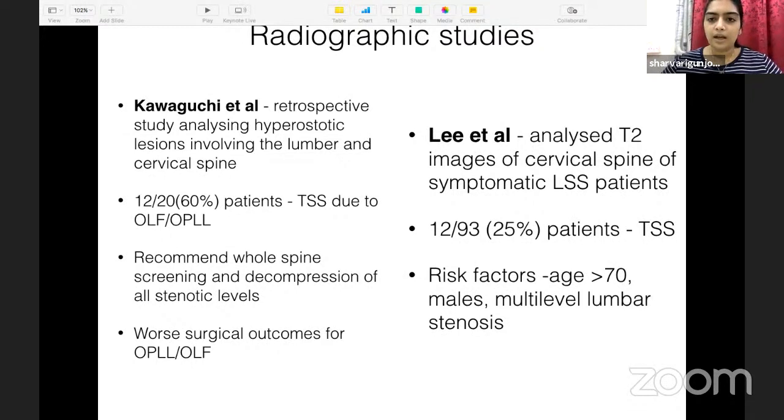Lee et al. analyzed images of cervical spondylotic myelopathy patients along with cervical spine images of symptomatic lumbar spine stenosis patients, and they found a 25% incidence of cervical spine stenosis as well. They identified certain risk factors, which included age more than 70 years, multi-level lumbar stenosis, and male gender.